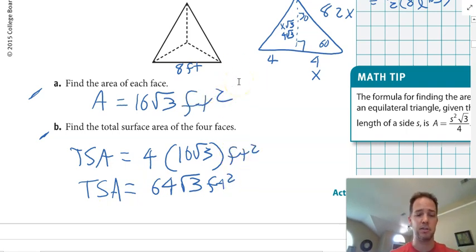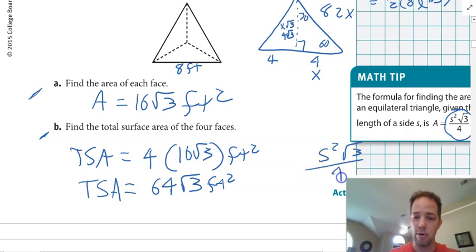Just to be clear, there's one surface on the bottom and then there's 3 lateral or side surfaces on there. I do want to point out there is a formula you can use. Most students aren't going to memorize this, but if you want to find the area of an equilateral triangle, you can just take side squared root 3 over 4. That may actually save us some time in the future.